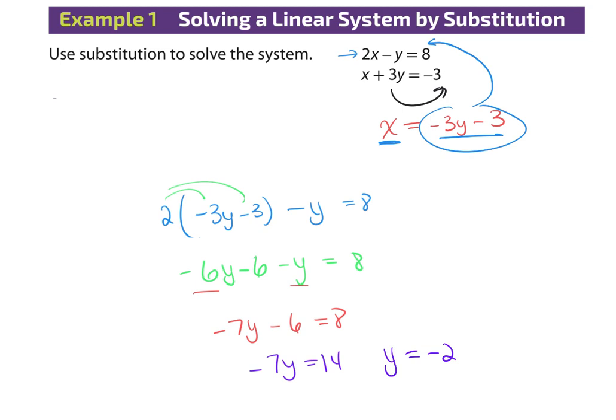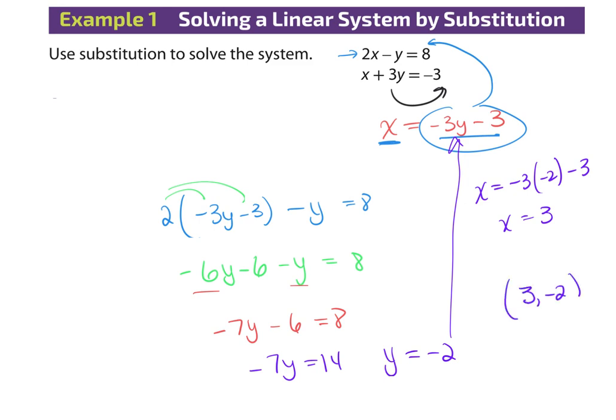All right? When you're solving a systems of equations, you are not done until you know what all the variables are. I only know one of the variables. Once I know one, I can plug it in to solve for the other. So I can just throw that right up there. To solve for x, negative 3 times negative 2 minus 3. I'm going to get positive 6 minus 3. x is going to equal positive 3. So my answer here will be positive 3, negative 2. Solving by substitution.